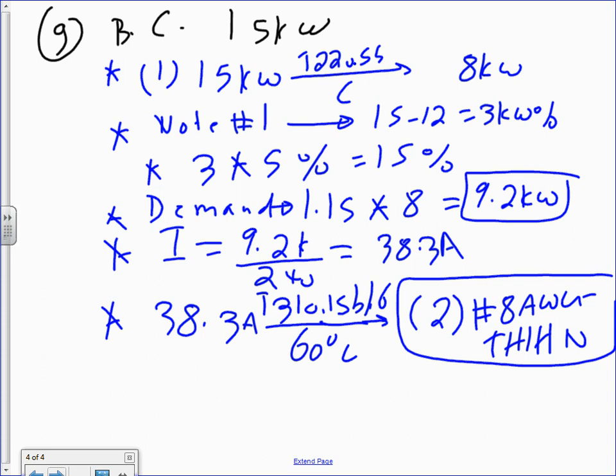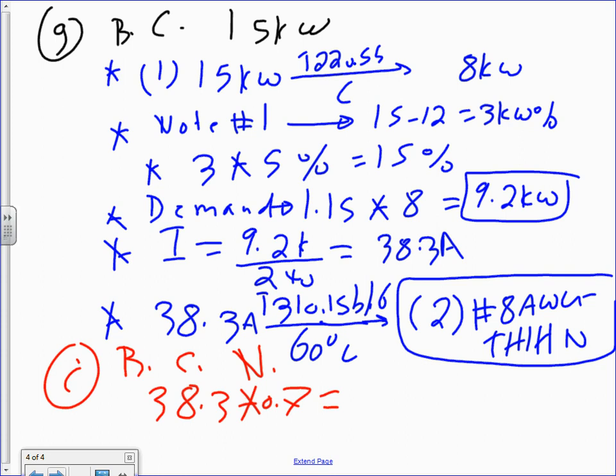Now, I is a piece of cake. I, guys, is for the neutral. So you're going to take the same thing, branch circuit, in neutral though. You're going to take the number that you came up with, this one, cut it by 0.7 because it's larger than 8 3/4. That'll give you 26.81 amps.